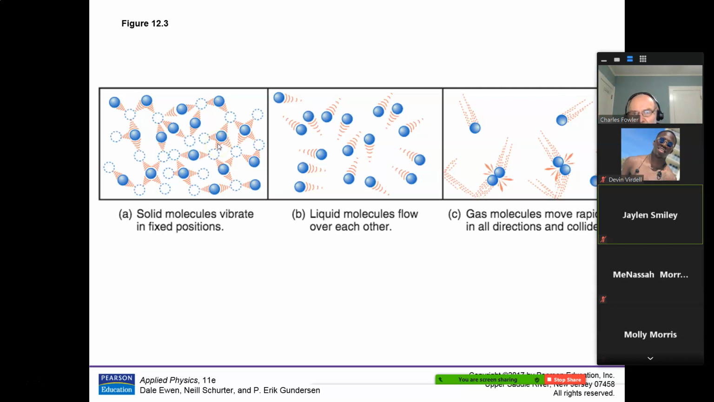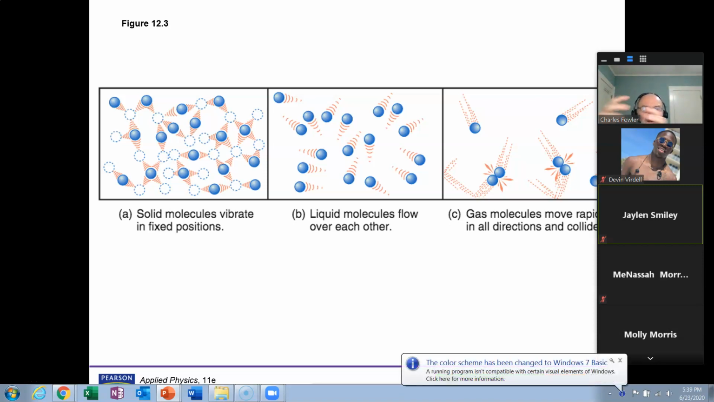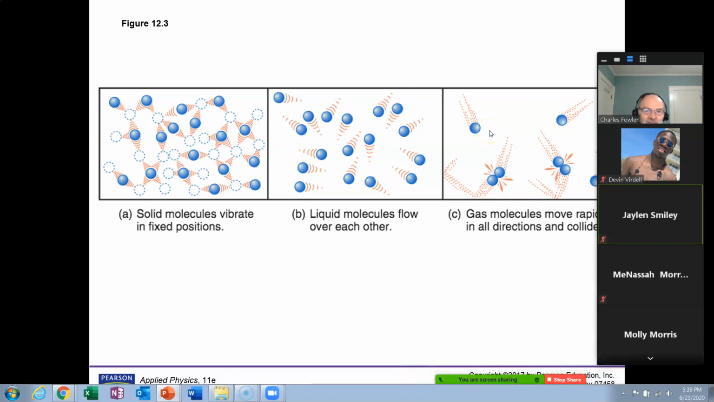Atoms in a solid, or molecules within a solid, are fixed in place and they vibrate like crazy, okay? But they're fixed in position. That's why solids have their own volume, their own shape. Everything is fixed. When you heat them up and you make those molecules vibrate more and more, finally they break away, and that's when they become a liquid. Now, a few solids will break away and go straight to a gas phase, like carbon dioxide.